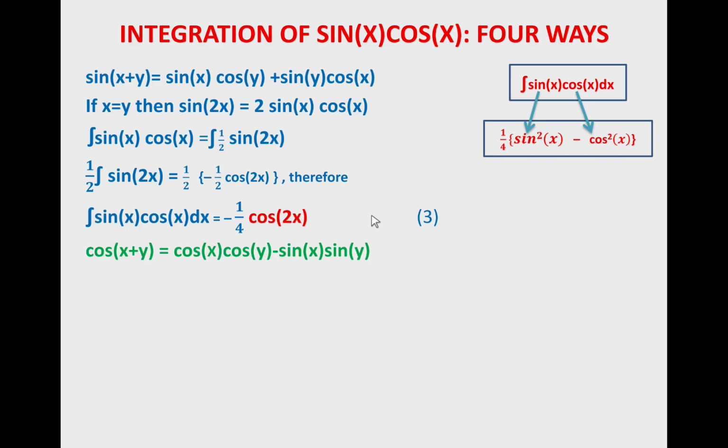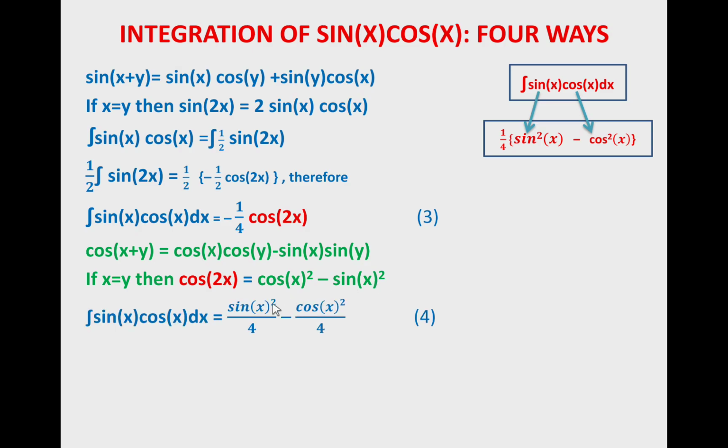Let's go ahead and repeat the same thing we did with sine, with cosine. So cosine of x plus y equals cosine x cosine y minus sine x sine y. We'll do the same by equating x to y. Then we will have cosine 2x equal to cosine x cosine x, so cosine squared x, minus sine x sine x, so minus sine squared x.